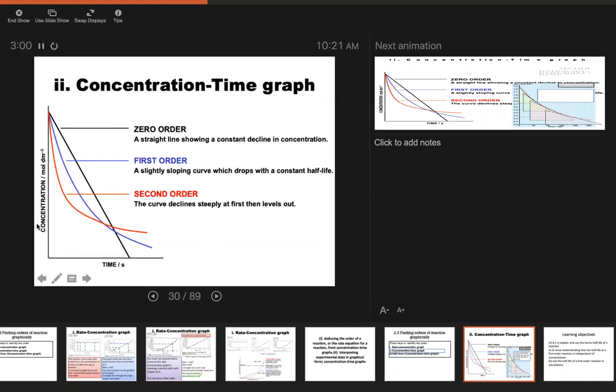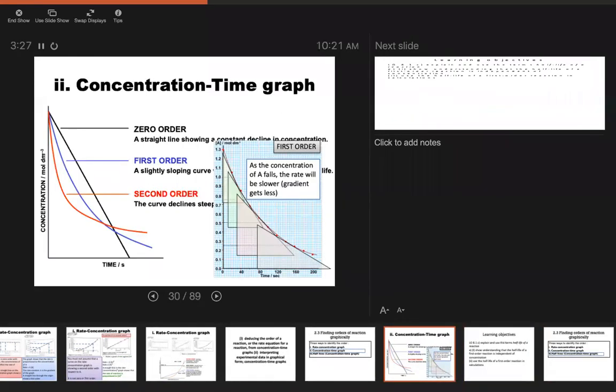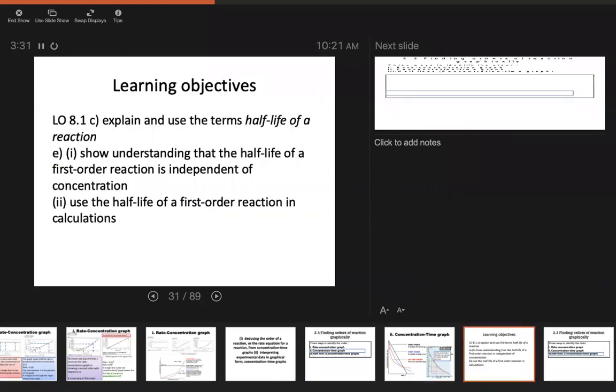Okay, why is it the gradient? Because change in concentration, which is your y-axis, over change in time, which is your x-axis. Okay, so for the first and second order, both of them are decreasing curves. The reason why they decrease is because we are talking about reactants. Over time, as the reaction proceeds, the reactants get less and less. Okay. So that's how you find the gradient in a curve, whether it's first order or second order.